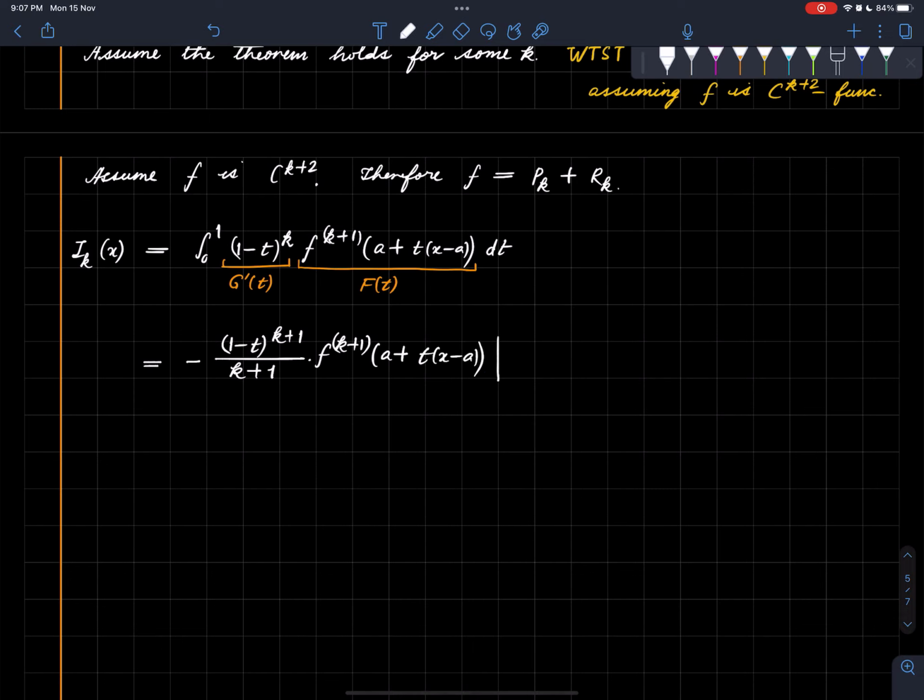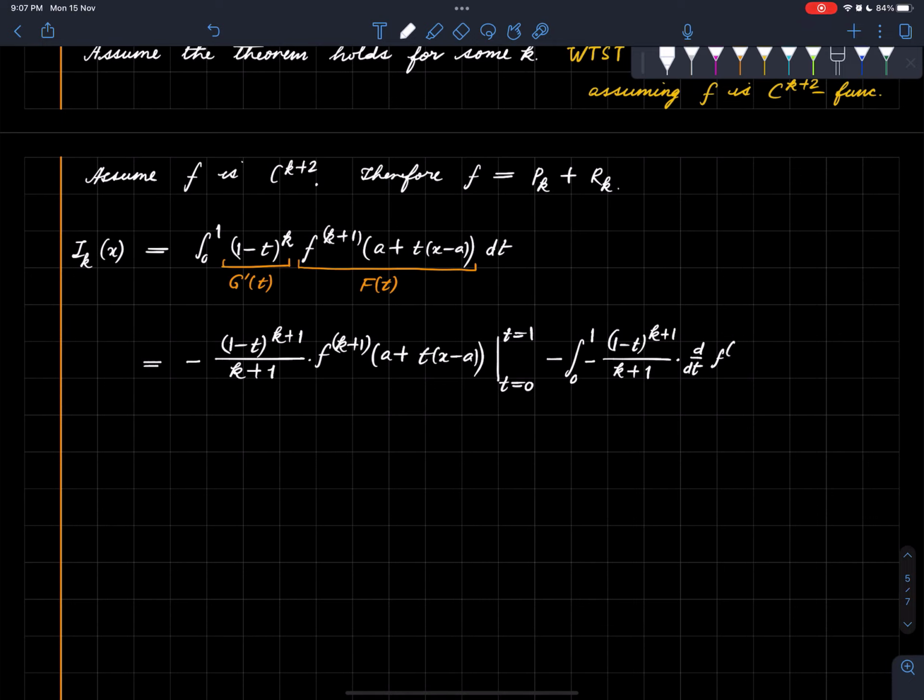And this is from t equals 0 to t equals 1. And minus the integral from 0 to 1. Here I'll have g(t), which is minus (1 minus t)^(k+1) upon k plus 1. And now f prime t.